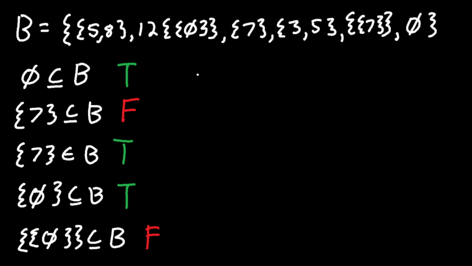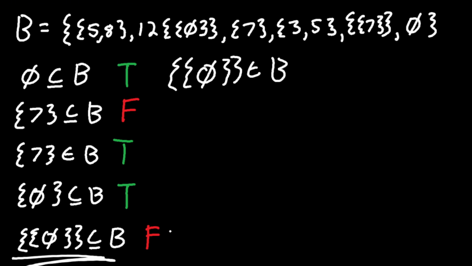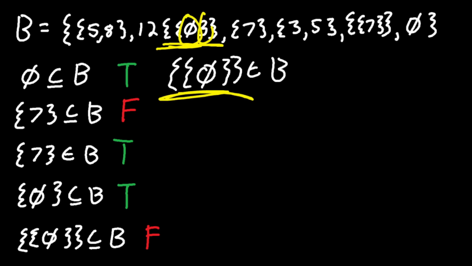Now, here's the thing. What if I wrote this instead? What if I used an element of symbol for B? Basically, all I did was turn the subset symbol into an element of. Is the null set inside of a set an element of B? It is. We have that right here. We have the null set inside of a set, and we also have the null set inside of a set here. These two are equivalent. So this right here is true. See how tricky this can get, especially with the subset and an element of symbols?